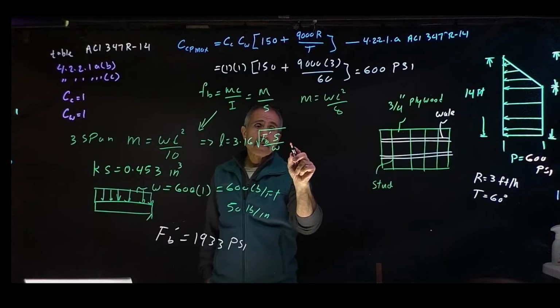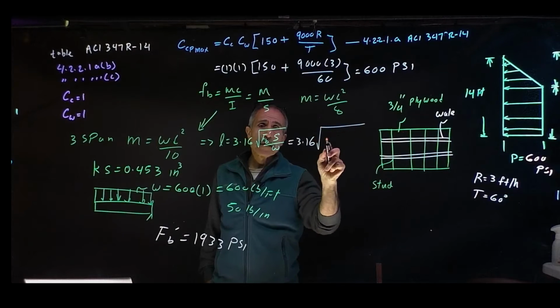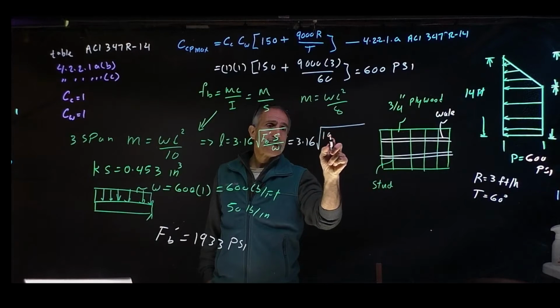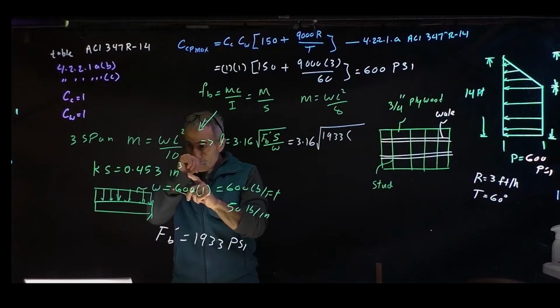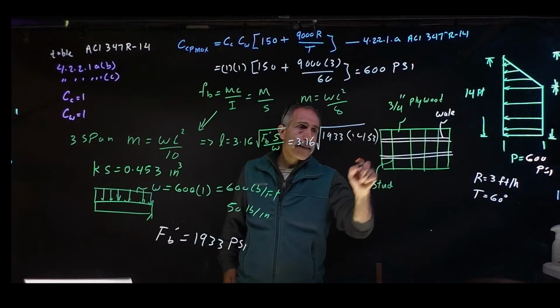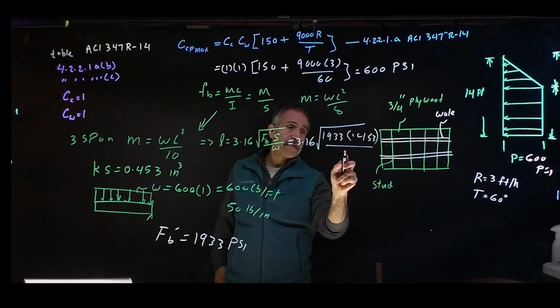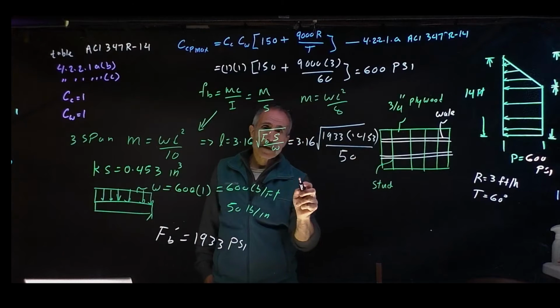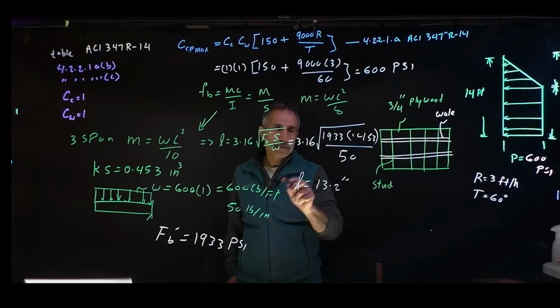And therefore, this equation comes out to be 3.16 square root of 1933 times KS, which came out to be 0.453. Divide that by W, which was 50. So that's going to come out to our L, it's 13.2 inches.